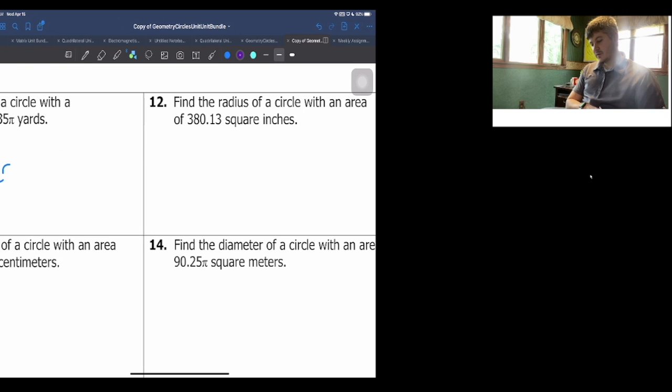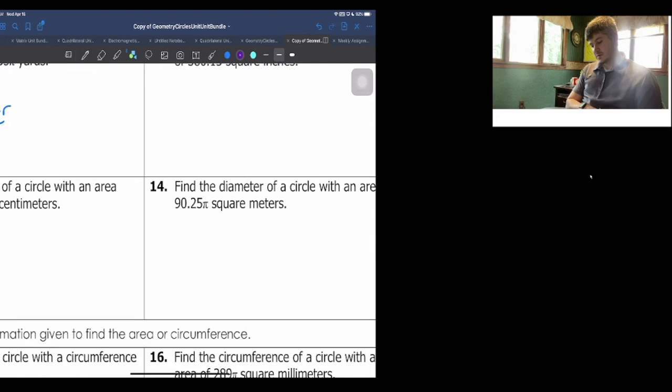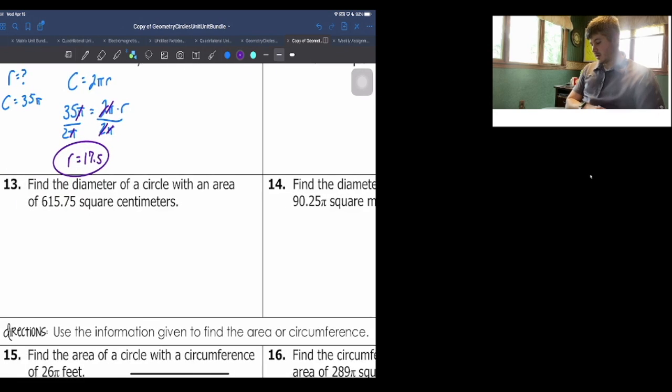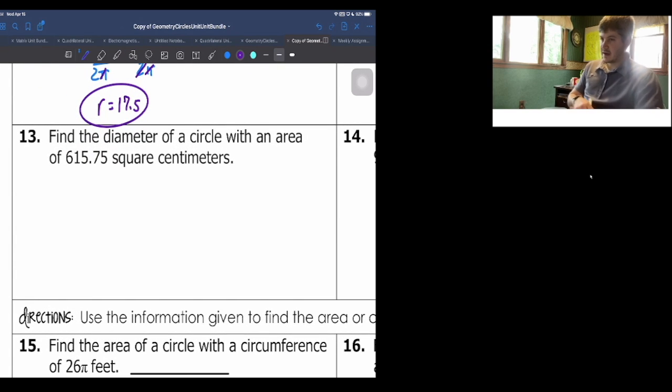Find the radius of a circle. I'll go to number 13. It says find the diameter of a circle with an area of 615.75 square centimeters. So in this problem, they want the diameter, which is unusual, when the radius is going to be far more useful. And typically you're going to need to handle this as the last step.